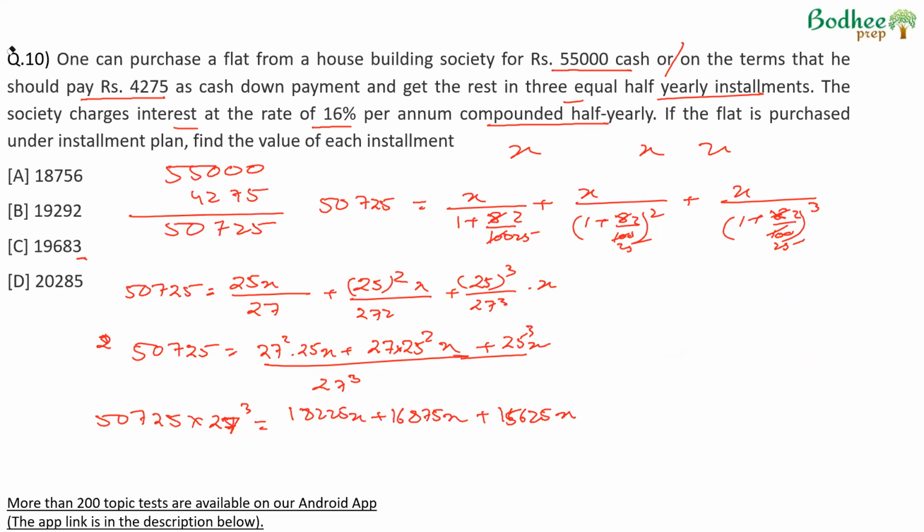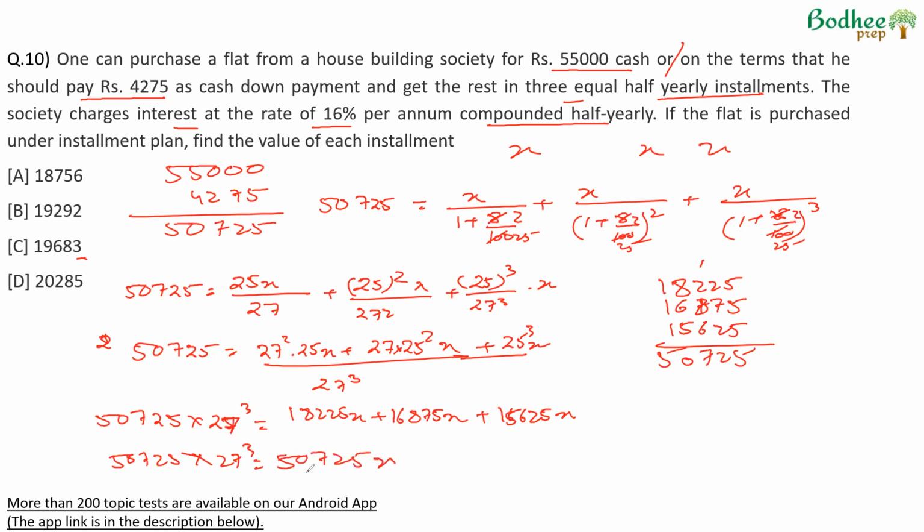Again, in the CAT examination, this would be a good question to put in the calculator. But if we do not have a calculator, what do we do? Adding them, we get 50725x. So 50725 into 27 cube is equal to 50725x. 50725 cancels. The value of the installment x is simply 27 cube.